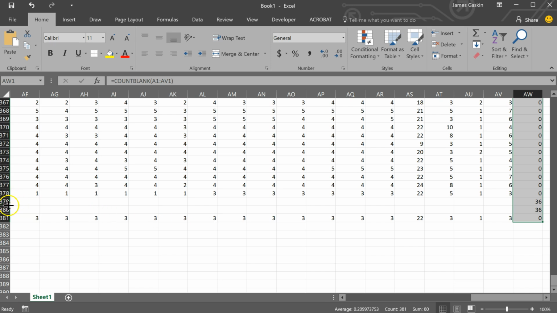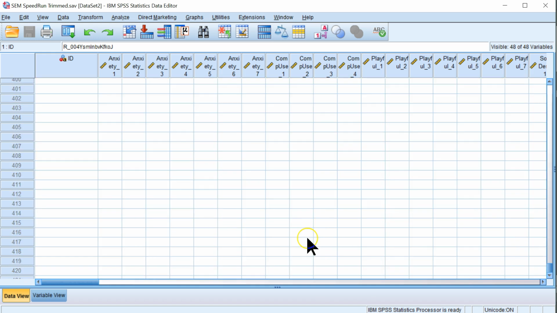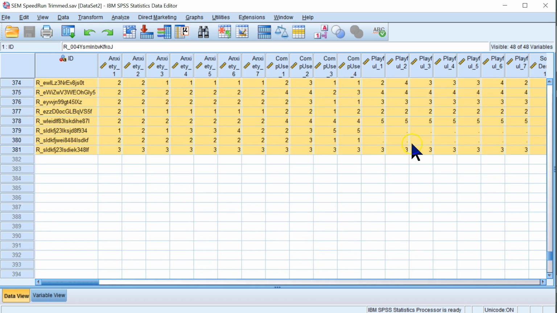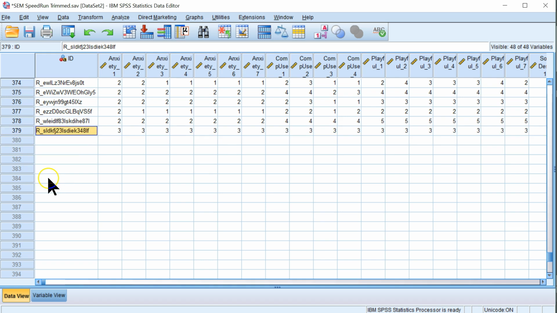I'm just going to delete those actually in SPSS. It would be easier to do it that way. Let me just do it here in SPSS. So just at the very bottom here, looks like we had these two right here that are missing almost entirely. So I'm going to take these two, right click, and clear. Boom, we're down to 379. We should probably report that we dropped two because they were missing so many values.